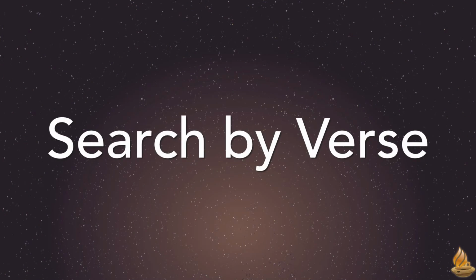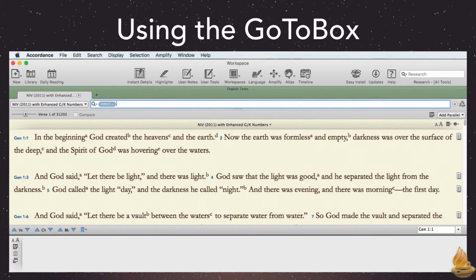Search by verse. Here's a quick tutorial for those of you that are brand new to Accordance. When you first open Accordance, you'll see a workspace something like this. It should open to the default Bible you selected in Setup. If you'd like to switch to a different Bible or text, use this menu, which will list all of the Bibles and texts you own.